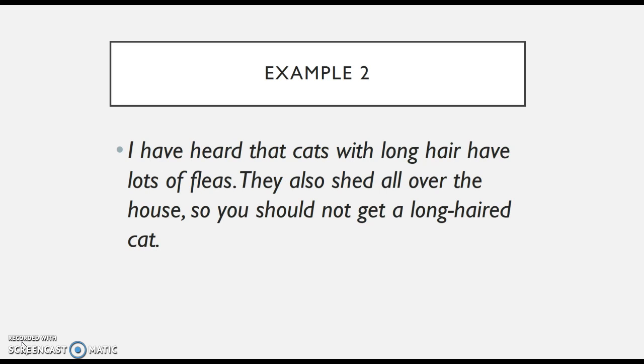Here's another example. I've heard that cats with long hair have lots of fleas. They also shed all over the house, so you should not get a long-haired cat. What's the premise here? Cats with long hair have lots of fleas. That's premise one. Premise two is cats with long hair shed all over the house. This leads to the conclusion, don't get a cat with long hair.